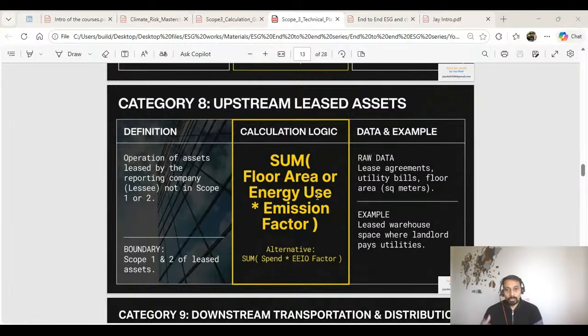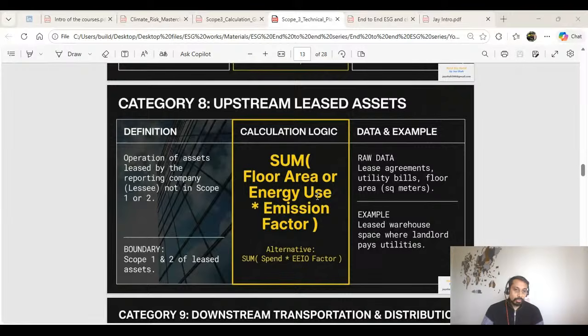Similarly, I saw the same methodology for the other category. You can also use a different spend-based approach, but in category 8 it will be difficult because the spend base is giving a different emissions factor for the upstream leased assets.